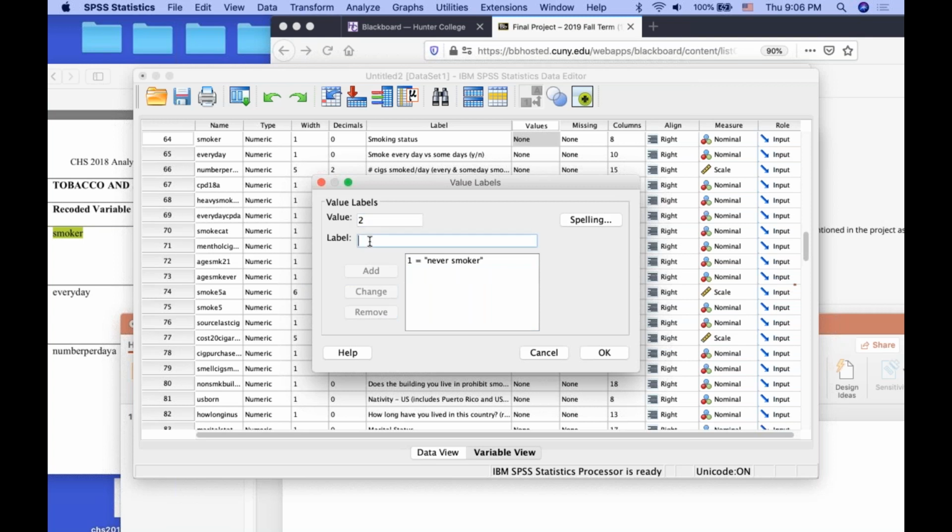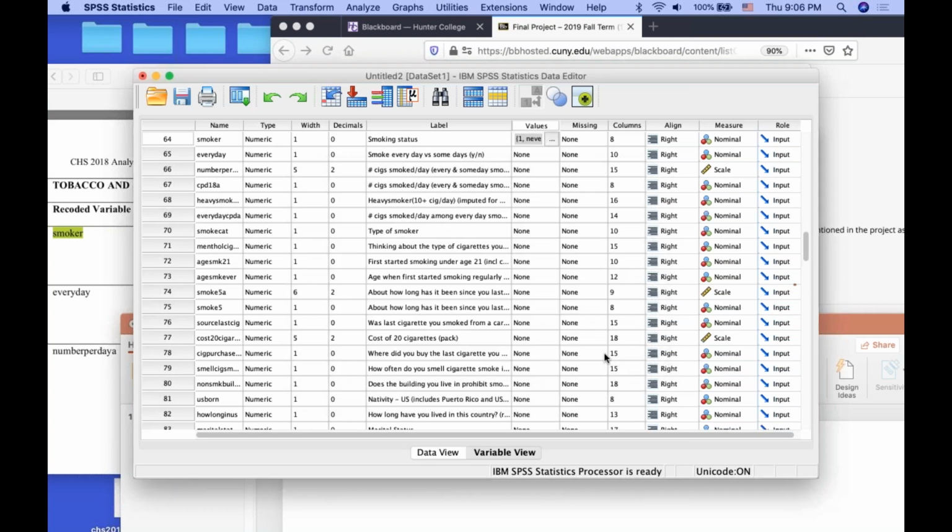Current. Maybe I'm only interested in that. Maybe I want to make this a dichotomous variable. I'm only going to look at current smokers and non-smokers. Or maybe I'll combine them later on.